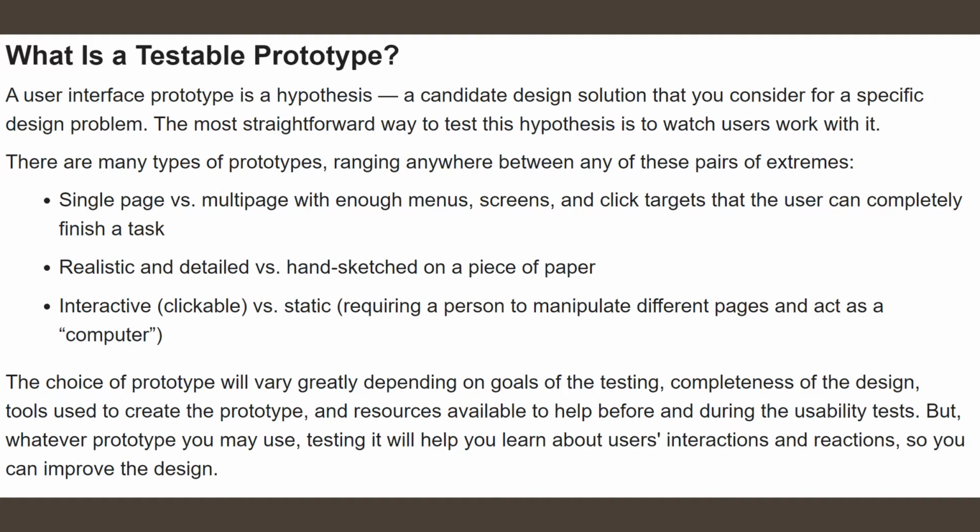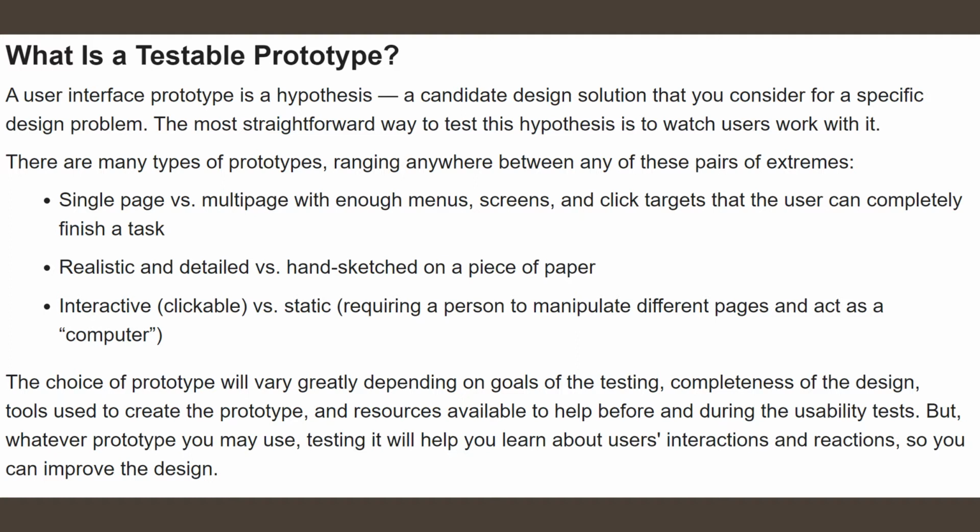Another form of prototype is that it can either be a realistic and detailed one, or it can be in the form of hand sketches on paper. You can have several pieces of A4 paper. One paper is a screen, and then you sketch on that paper, compared to the realistic and detailed one. Another form of prototype is the prototype that is interactive or clickable.